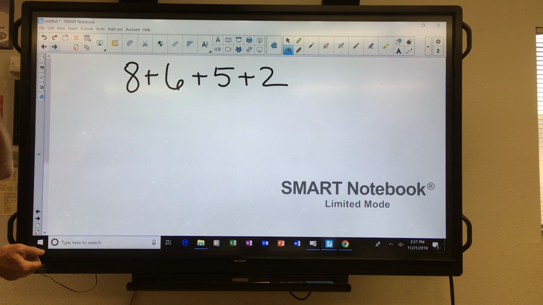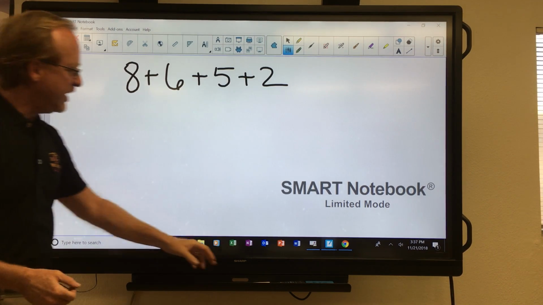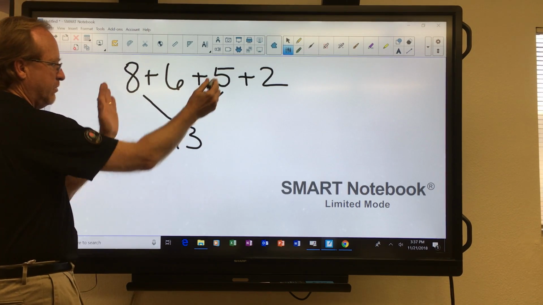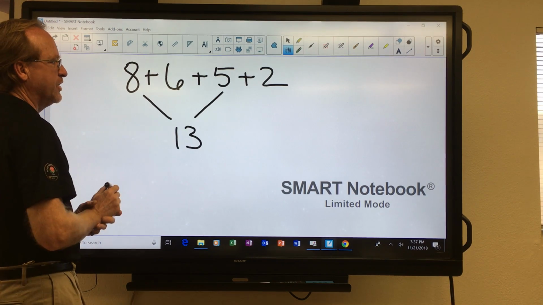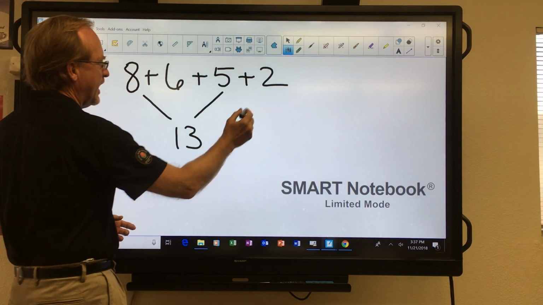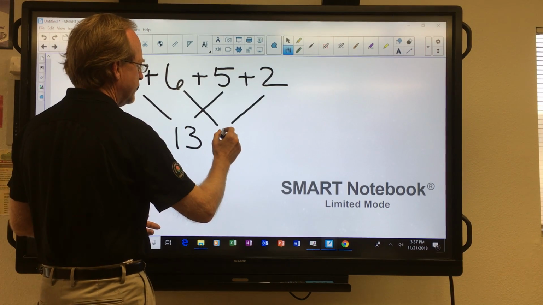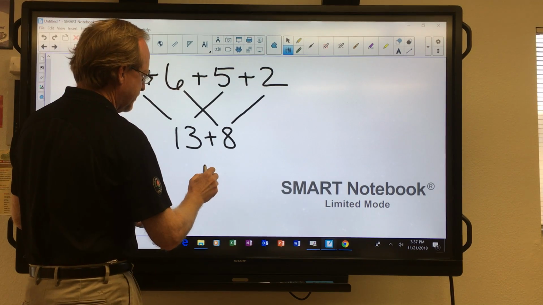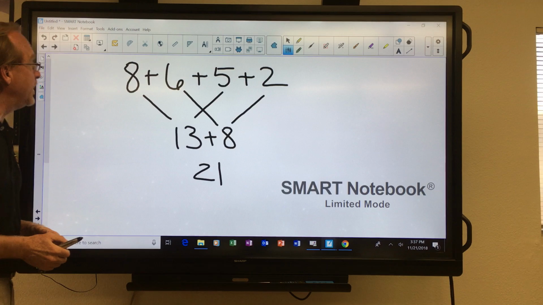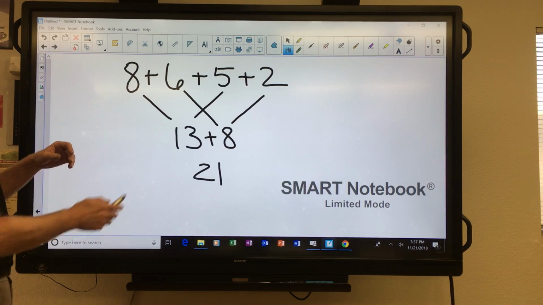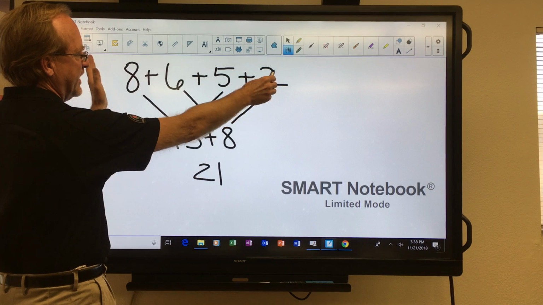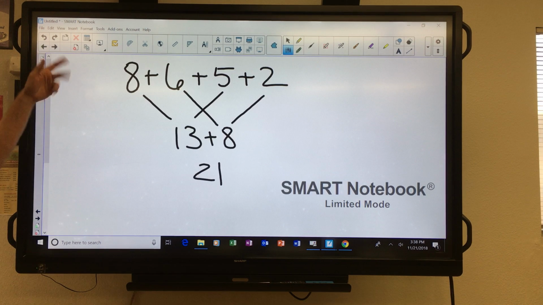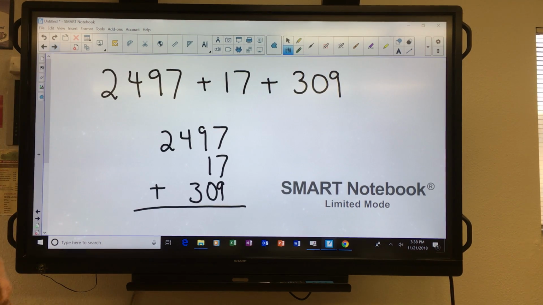Another example here, if you have groups of numbers, you can pull numbers out of order. For example, I could go 8 plus 5 is equal to 13, and then I could go 6 plus 2 is equal to 8. And then I could add those two numbers together to come up with a final answer, 21. If I did it differently, I could go 6 plus 5 is 11, and 8 plus 2 is 10, and I'd still come up to 21. So if you have groups of numbers, feel free to use that little trick.